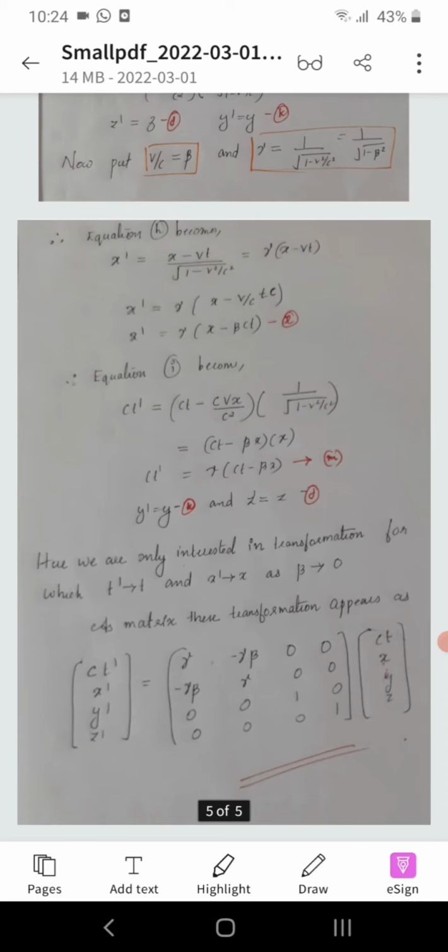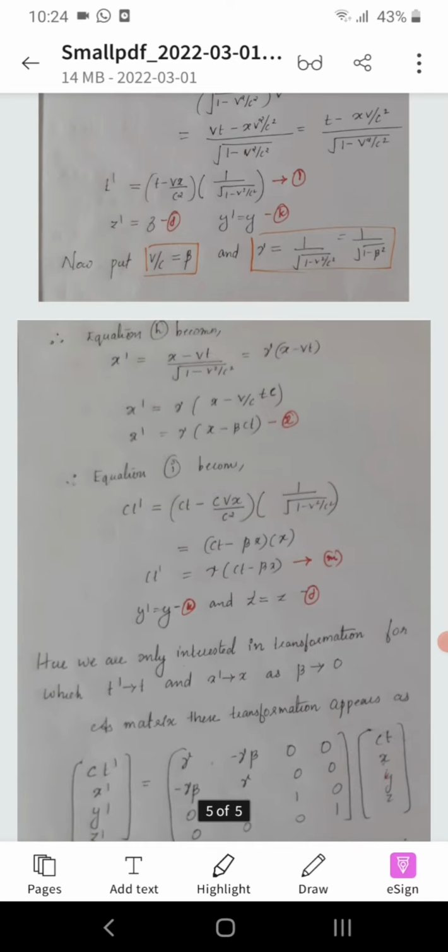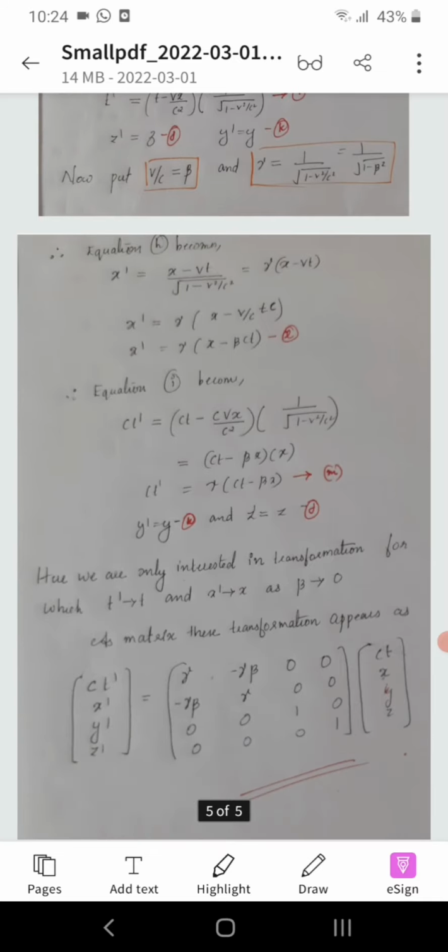So in the second matrix, the first column represents the coefficient of ct. The second column represents the coefficient of x. The third column represents the coefficient of y, and the fourth column represents the coefficient of z. So first consider the equation ct prime is equal to gamma into ct minus beta x.